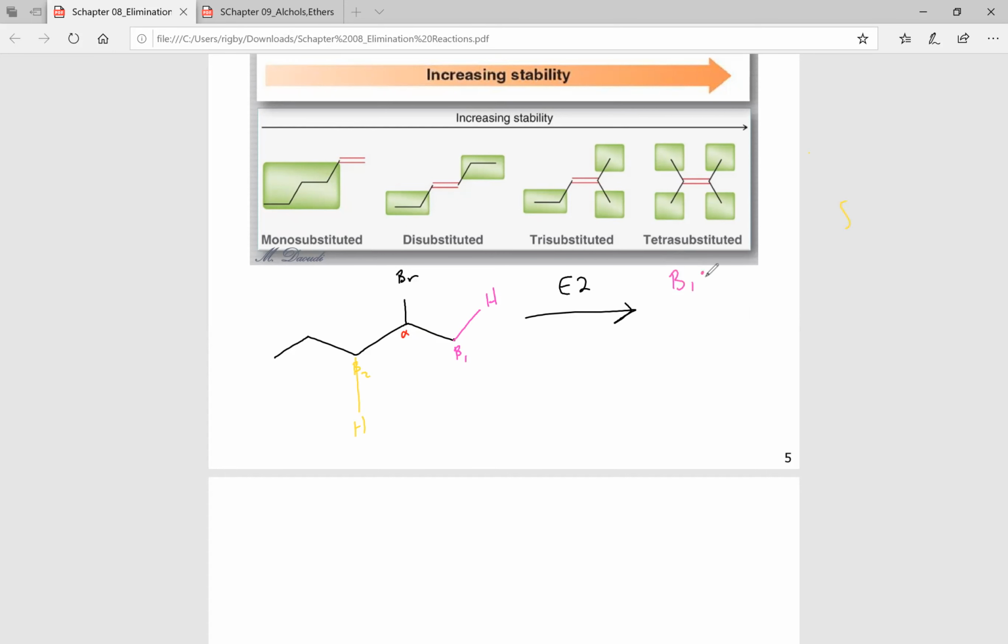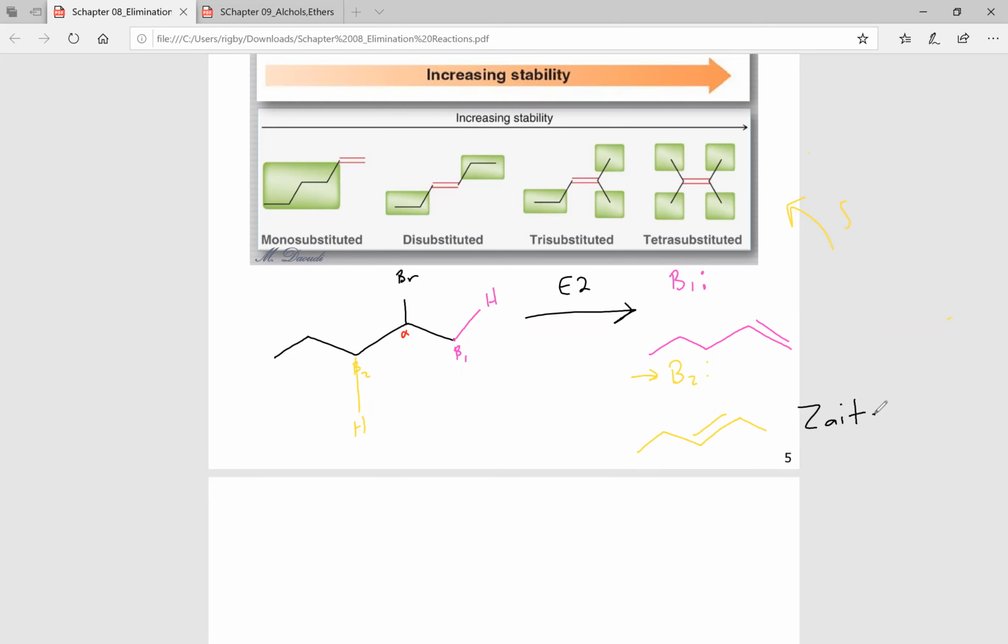One where beta 1 loses its hydrogen, and we end up looking like this, and one where beta 2 ends up losing its hydrogen, and we end up looking like this. If you recall from that chart that we talked about just a second ago, the more substituted the alkene is, the more stable it is. So the reaction that used the hydrogen on beta 2 is going to be more stable overall. And this more stable product is called the Zaitsev product.